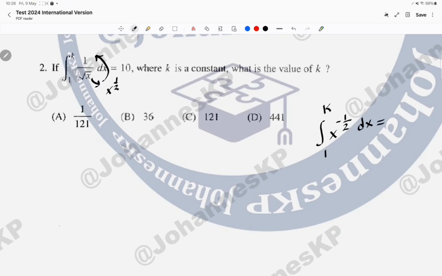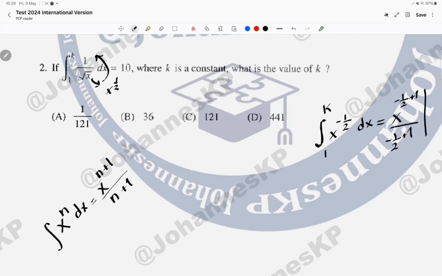Now, what's the integral of x to the power of negative half? Would you know? I don't think I studied integral. Well, if you want to integrate, you do x^(n+1) over n+1. It's the opposite of that. So it's going to be x^(-1/2+1) over (-1/2+1), from 1 to k. Now let's simplify. x to the power of negative half plus 1 will be root of x, over negative half plus 1, which is just a half, from 1 to k.